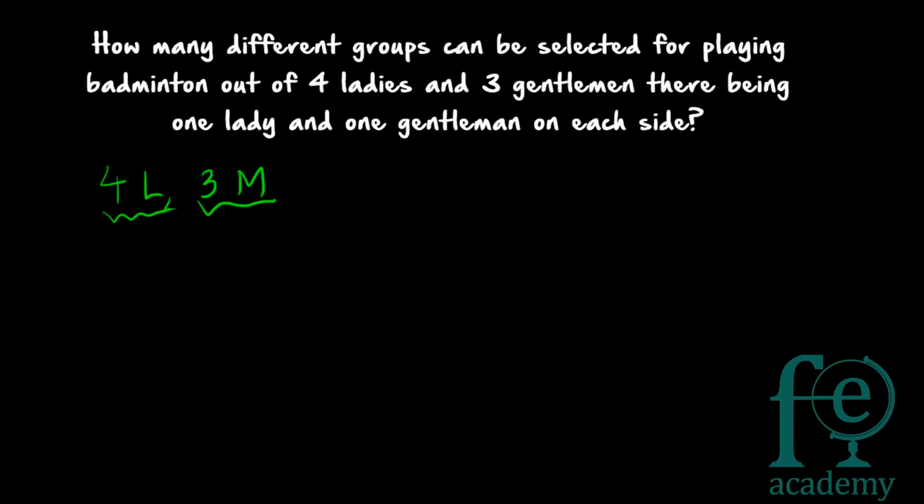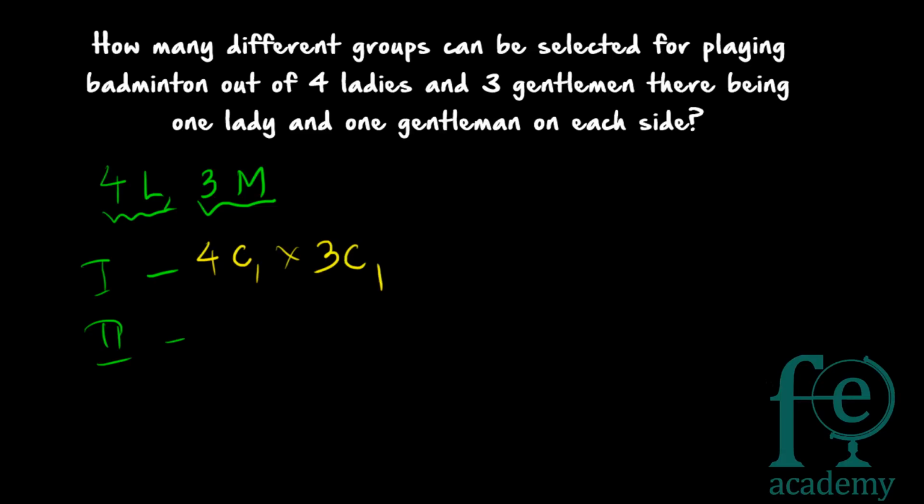Okay, so first let's select for one side. There are 2 sides. You already know for badminton you will be having 2 sides, so 2 players on one side and 2 players on the other side. So you have to select so that there will be a man and a woman on one side as well as a man and a woman on the other side also. So how can you select 1 lady from these 4 ladies? It can be done in 4C1 ways. Now from 3 men, how can you select 1 man? It can be done in 3C1 ways.